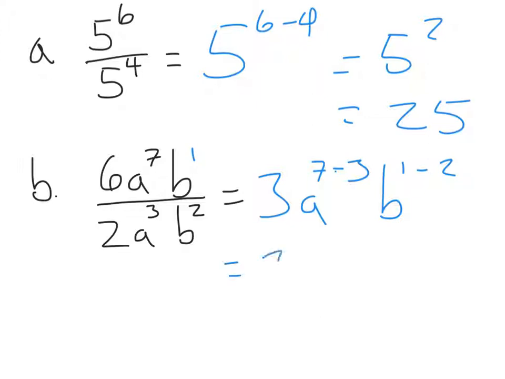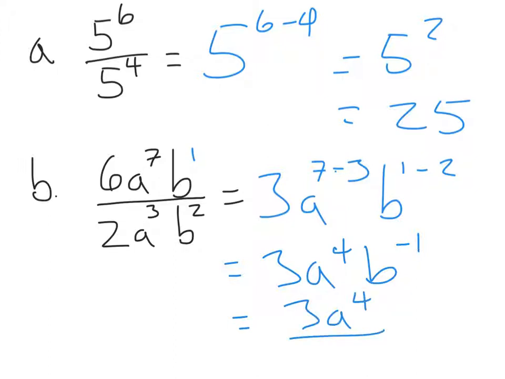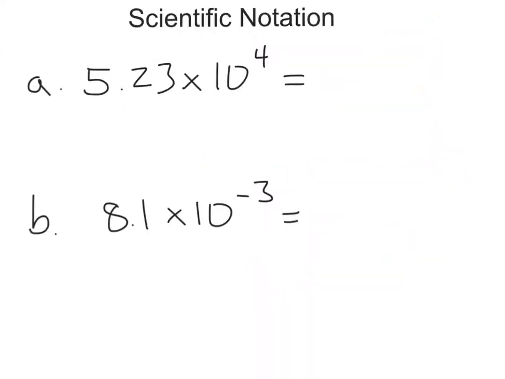Okay, so we have 3a to the 4th, that's 7 minus 3, and b to the negative 1, that's 1 minus 2. Our final answer, that b to the negative 1 has to go to the denominator. 3a to the 4th all over b. We don't actually need the positive 1 because we don't need to write the 1's. That is our answer.